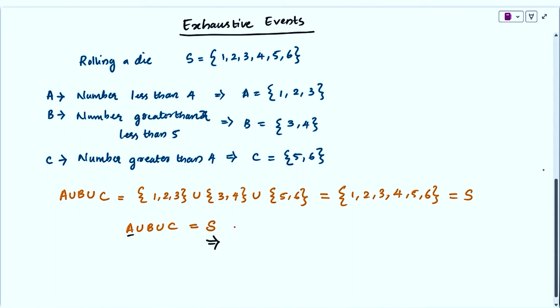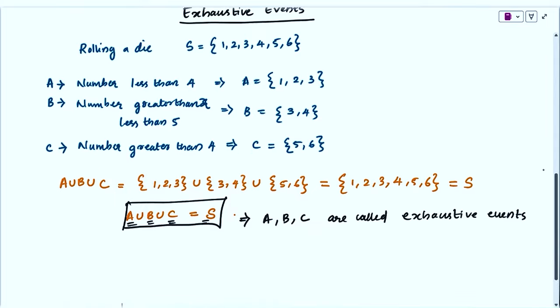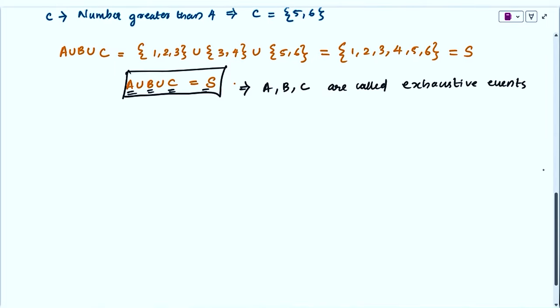If A union B union C is equal to the sample space, then A, B, C are called exhaustive events. The condition is that the union of the sets will be the sample space S. So, we can say that the events A, B, C are called exhaustive events.